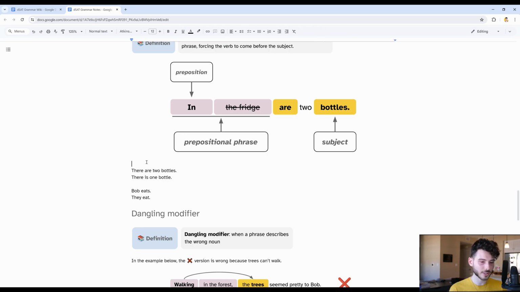Bottles is the subject. You can also do this with adverbs that describe position. There are 2 bottles. There is 1 bottle. Bottle is the subject in both of these cases. There's just an adverb. It's not even a noun, so it definitely cannot be the subject.